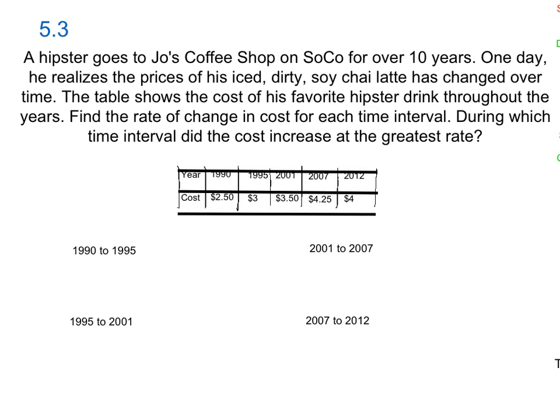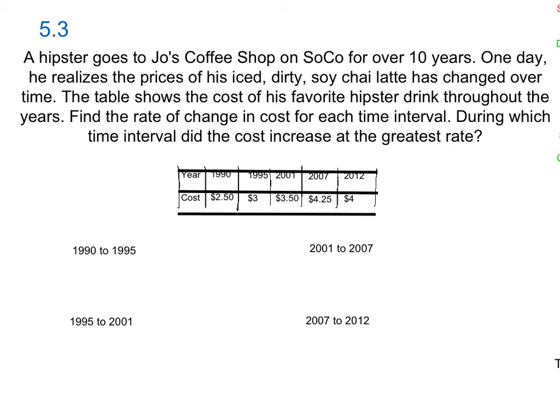In Chapter 5, Section 3, we're introduced to the concept of rate of change. In a word problem, it says, a hipster goes to Joe's coffee shop on SoCo for over 10 years. One day he realizes the price of his iced dirty soy chai latte has changed over time. The table shows the cost of his favorite hipster drink throughout the different years. Find the rate of change in cost for each time interval. During which time interval did the cost increase at the greatest rate?